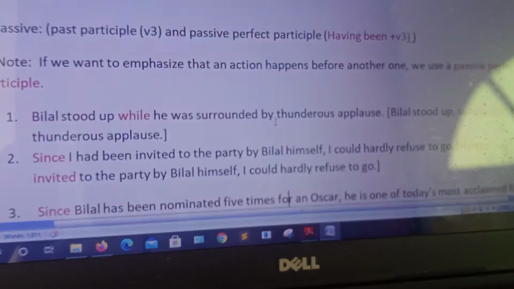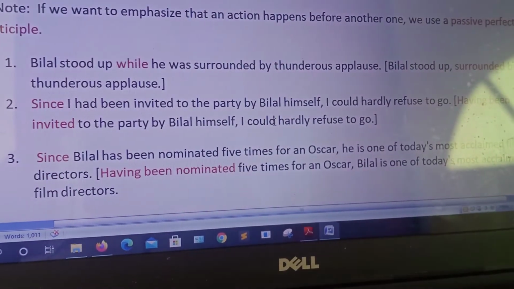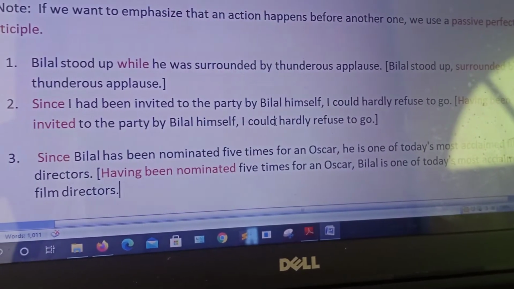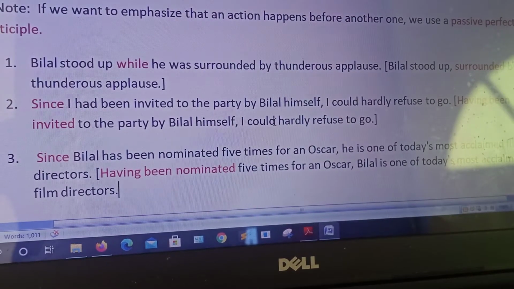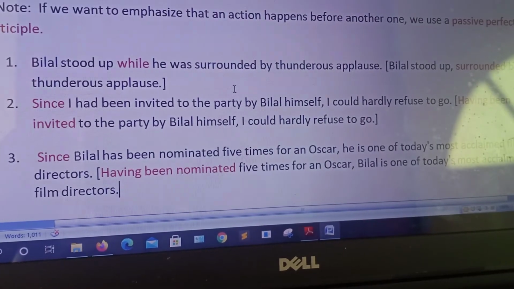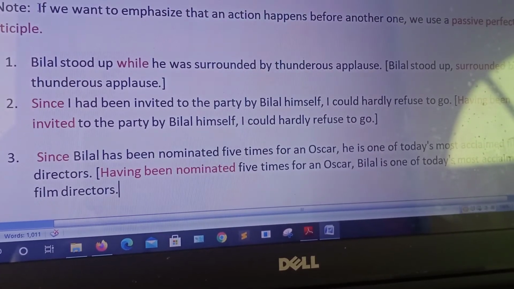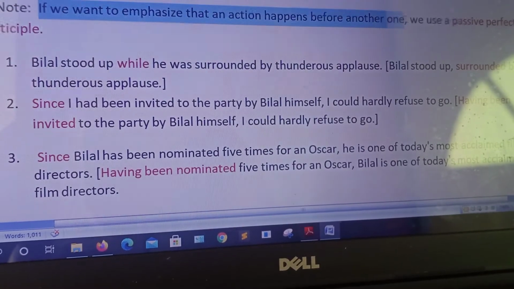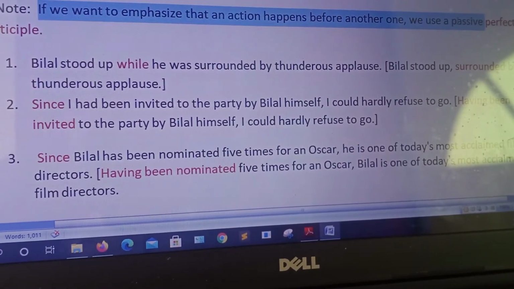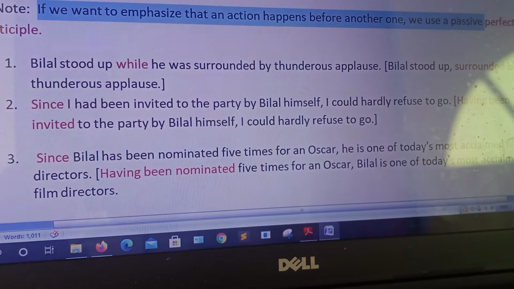Now move to the passive form. See the passive form: we need to use the past participle form of the verb in passive sentences. But note, if we want to emphasize that an action happens before another one, in that case we can use the passive perfect participle, in the case of since, because, as clauses.